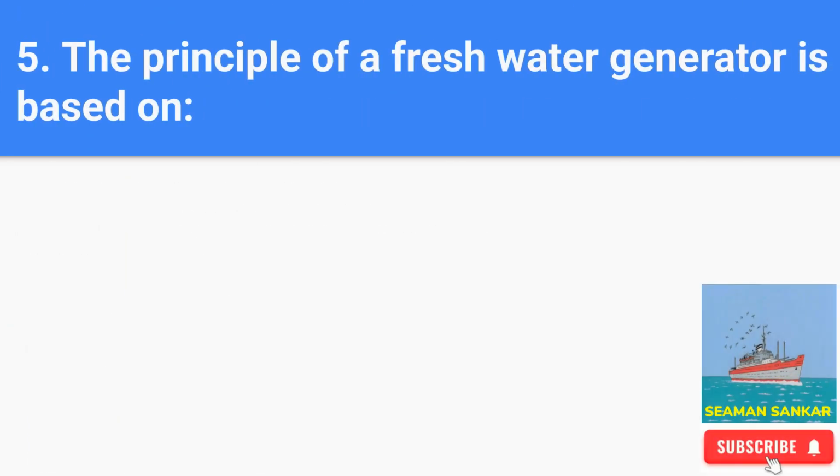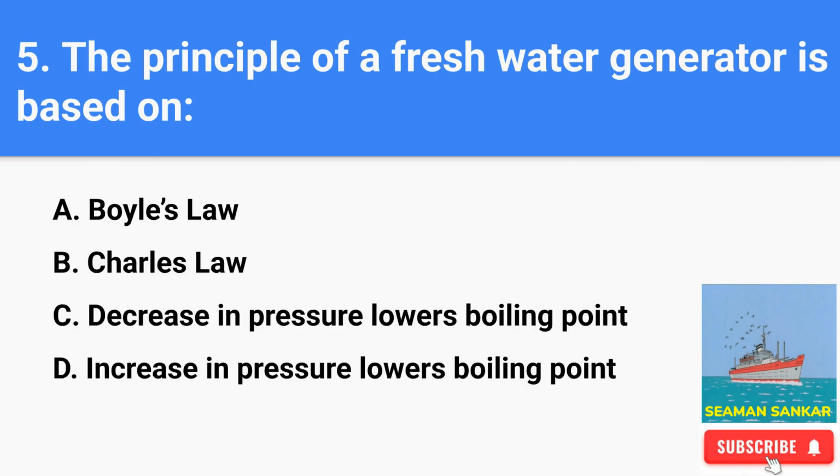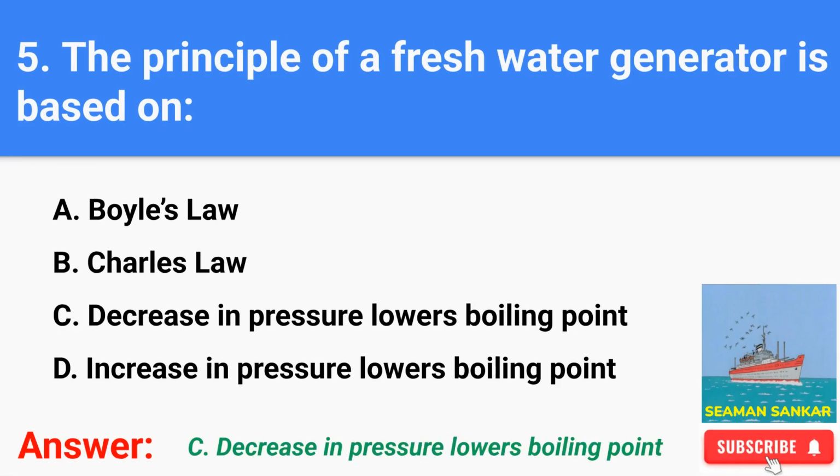Question 5. The principle of a freshwater generator is based on A. Boyle's law, B. Charles' law, C. Decrease in pressure lowers boiling point, or D. Increase in pressure lowers boiling point. The principle is C. Decrease in pressure lowers the boiling point.